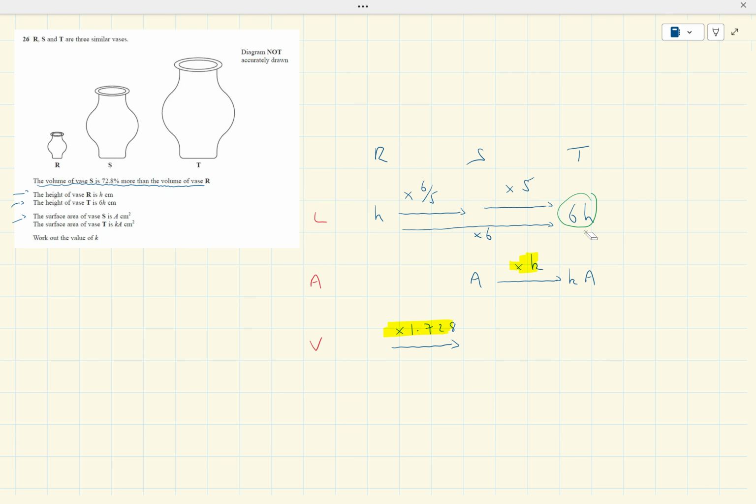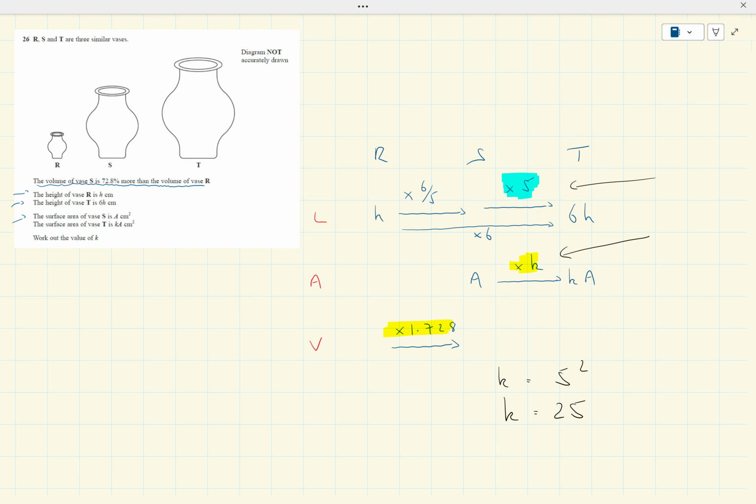So I've now found the linear scale factor from S to T, and that enables me to find the area scale factor from S to T. It's simply going to be the square of the linear scale factor. So that area scale factor, which is K, is going to be 5 squared. So the answer to this question is that K is 25.